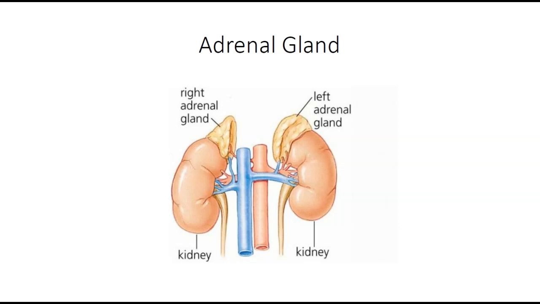So this is your adrenal glands. As you can see, they are very small and there's two of them. So it sits above both kidneys. So you have the left adrenal gland sitting above the left kidney and you have the right adrenal gland sitting just above the right kidney.